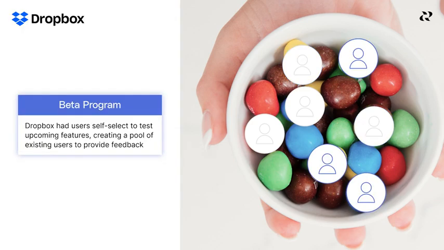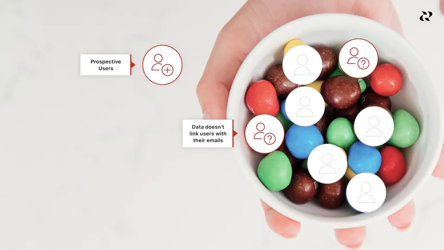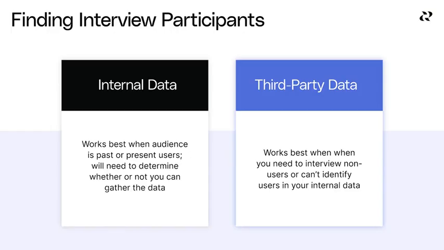For example, Dropbox has a beta program where existing users can sign up to test upcoming features. Dropbox PMs can then easily source users from the beta program who match their target audience. But internal data may not work so well in instances where you want to target a new audience or where you don't have a linkage between users and their email addresses. Third-party data comes in handy when you want to speak with people who have not used the product or when you can't identify users in your data.